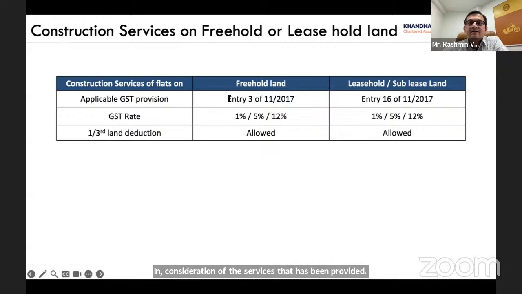Can you please clarify the taxability of corpus fund given by the builder during redevelopment? On corpus fund, I don't think GST will be applicable. That should not be termed under the definition of consideration.